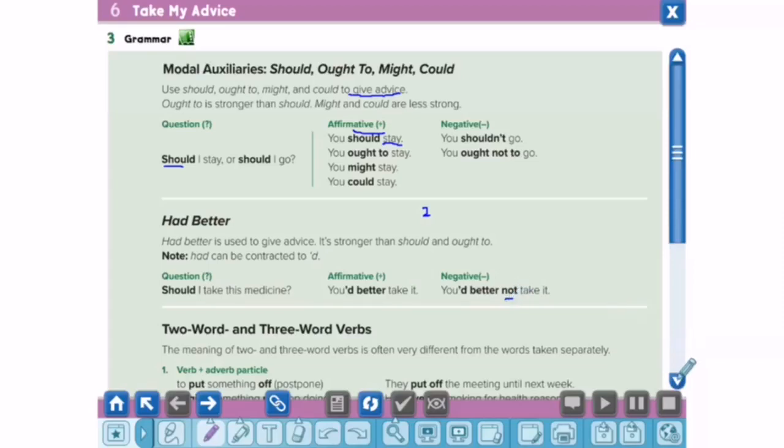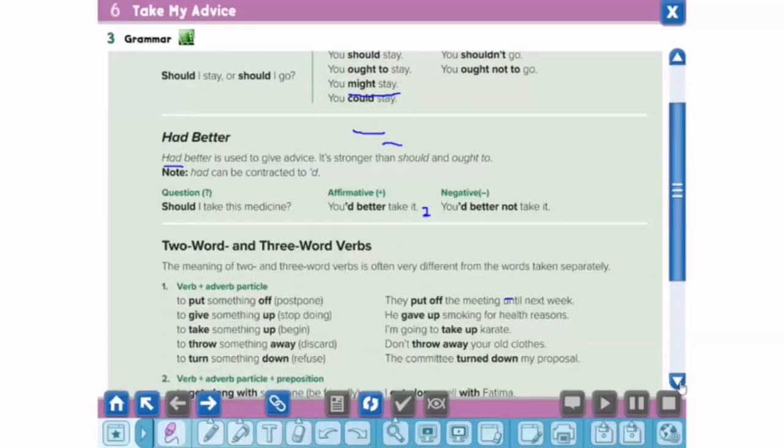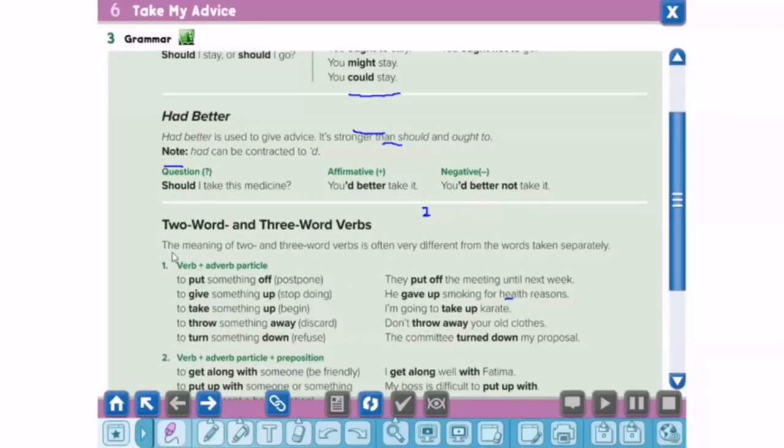And the last part is talking about two-word and three-word verbs. So in English, we have some verbs that consist of two words or three words. And of course, the meaning of two and three word verbs is often very different from the words taken separately. We cannot say in English put off with the separate meanings. It's not the same meaning.